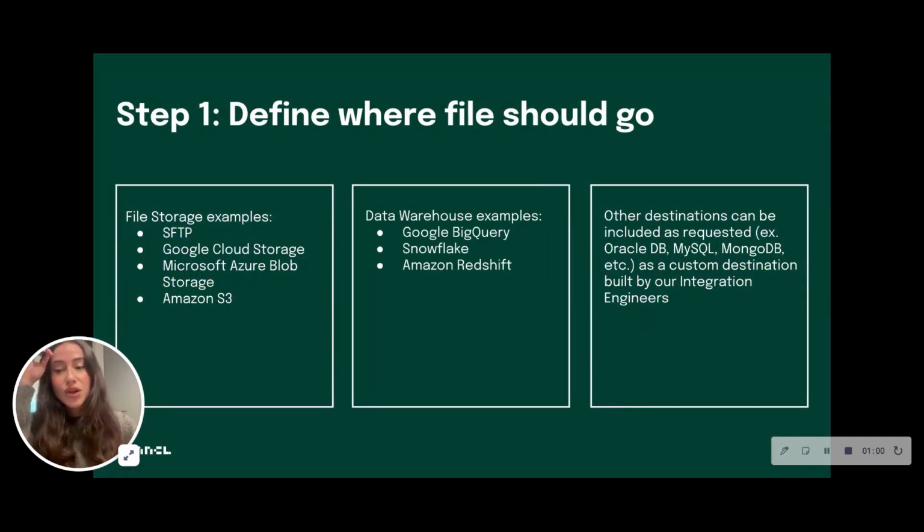Moving on to how to go ahead and set up a specific share. Step number one is to define where the file should go. If you want a file storage, some examples from Funnel are SFTP, Google Cloud Storage, Microsoft Azure Blob Storage, or Amazon S3. If you're going to go with the data warehouse option, we have Google BigQuery, Snowflake, and Amazon Redshift. We do have other destinations such as Oracle DB, MySQL, and MongoDB that can be requested to be built out for you by our integration engineers. You can see them listed when you're going through the different destinations.